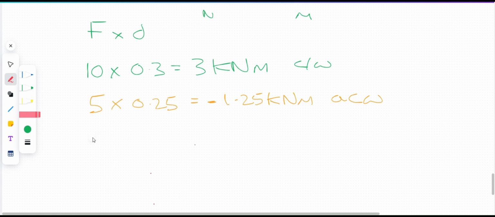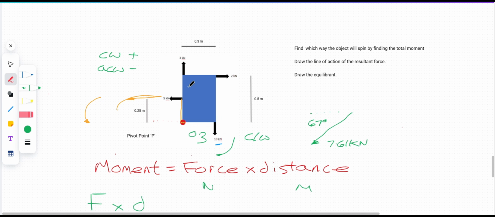If you want to put it in, you can go 3 times by naught, which gives you naught. There's no distance away from the pivot point. So you can ignore it if you want to, because that 3 is just going up like that. There's no distance away from this. It's in line with it. So we can ignore it for now, as far as moments are concerned.